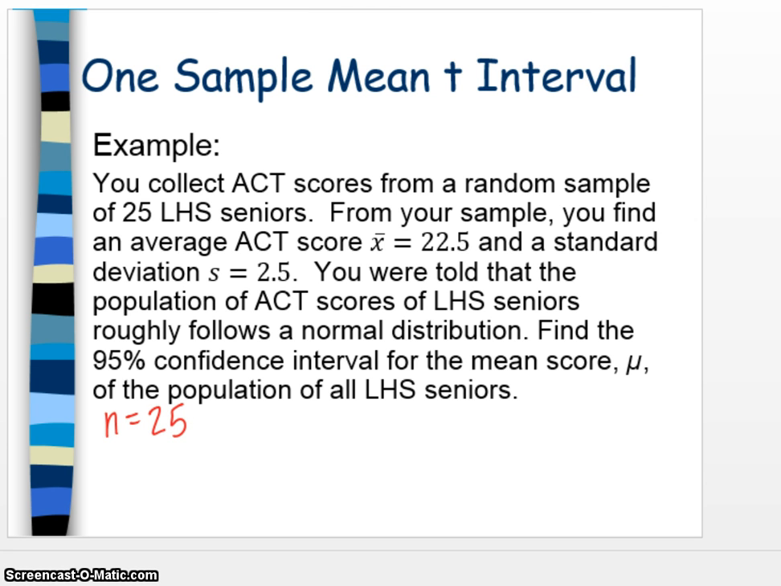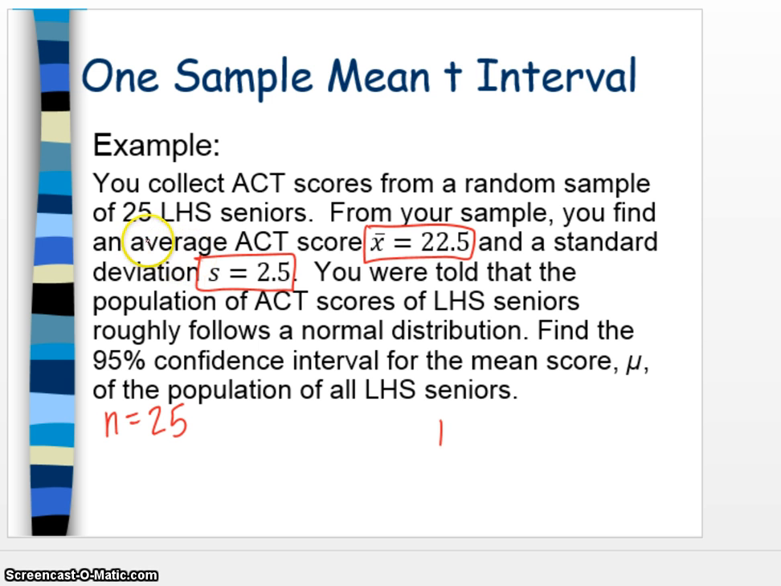From your sample, you find an average ACT score of x bar equals 22.5 and a standard deviation of s equals 2.5. You were told that the population of ACT scores of LHS seniors roughly follows a normal distribution. Find the 95% confidence interval for the mean mu score of the population of all Lindbergh seniors.